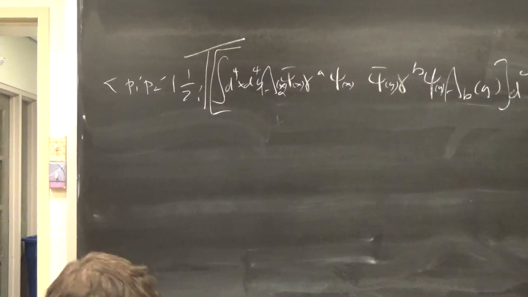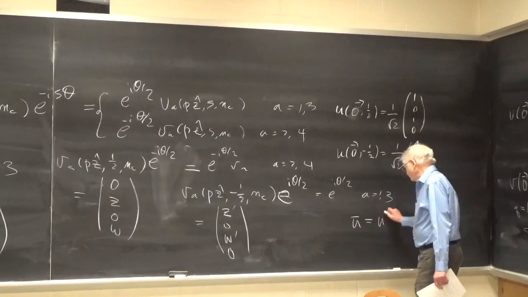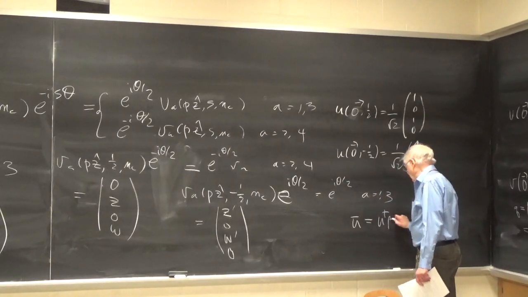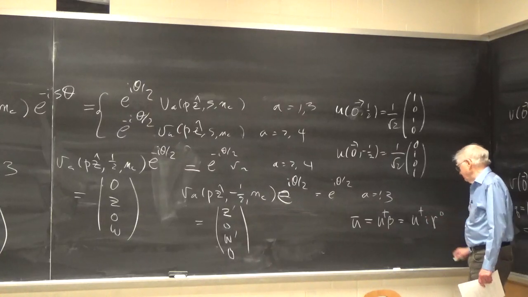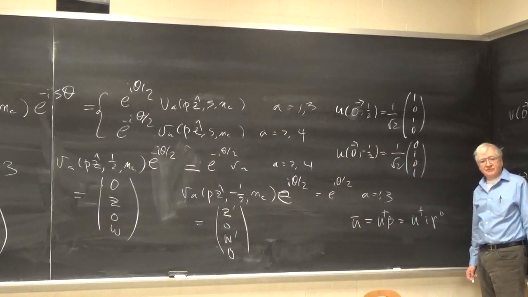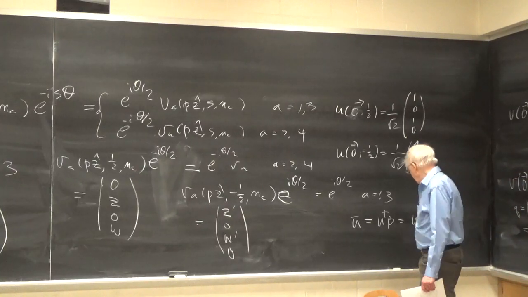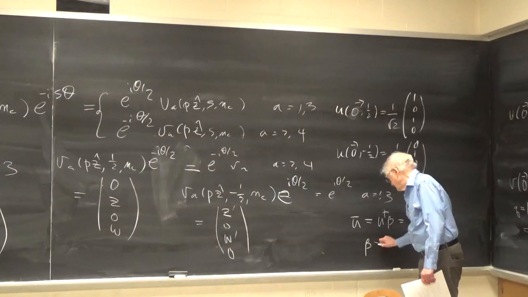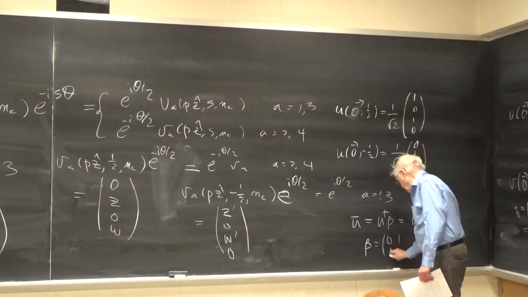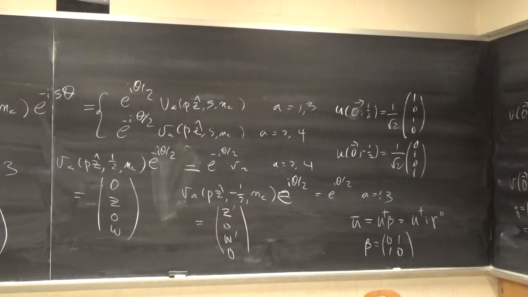Maybe you could swing the camera, follow the camera. U bar is U dagger beta, which is U dagger i gamma 0. And beta is 0, 1, 1, 0. Again, I'm pulling this out of memory as opposed to out of my notes.